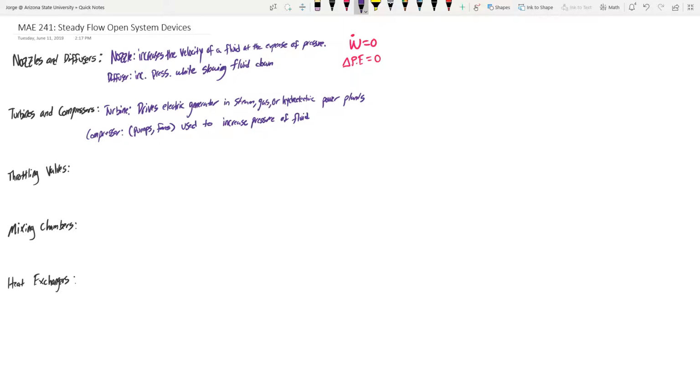Okay, so an important thing to note is that turbines produce the power output. So for turbines, work out equals a number. And then compressors are the opposite. So compressors require work in to function. All right.